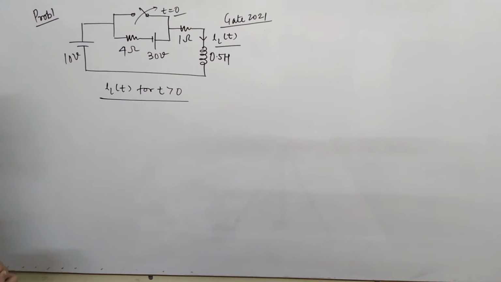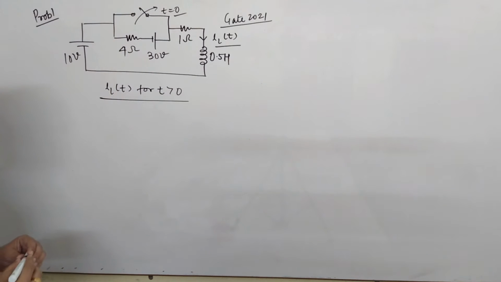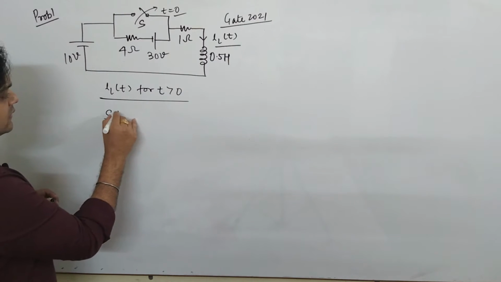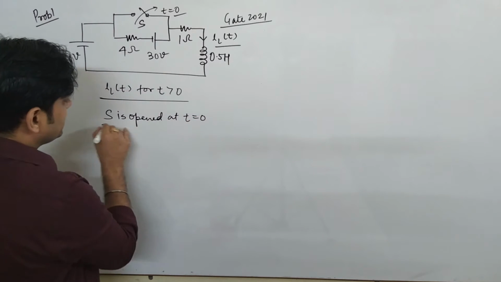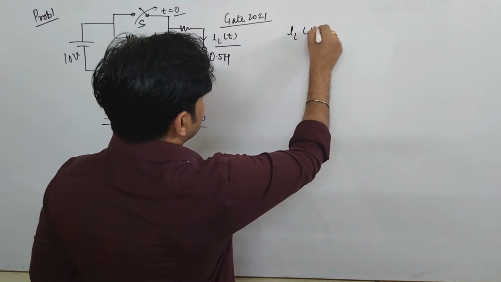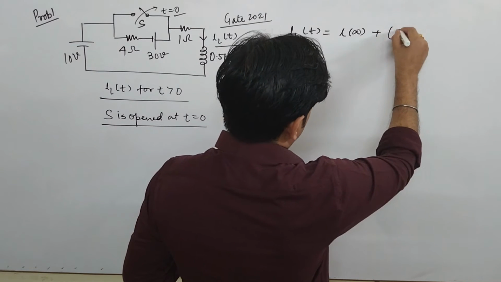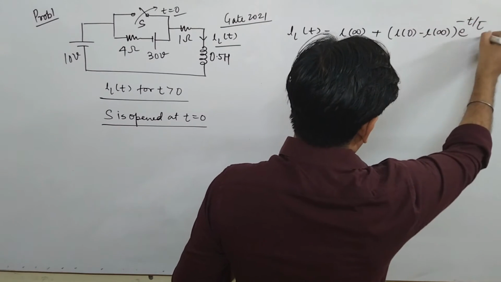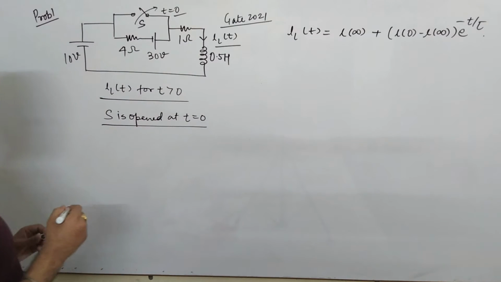The condition of the switch is, if you call this position as A, or simply since there are no positions, you can say that this is S. So the condition of the switch is that S is opened at t equal to 0. At t equal to 0 it gets opened. So simply you can write, as I said earlier, the value of ILt is I infinite plus (I0 minus I infinite) into e to the power minus t by tau. Very simple. Now your task is to find the values of I infinite, I0 and tau.